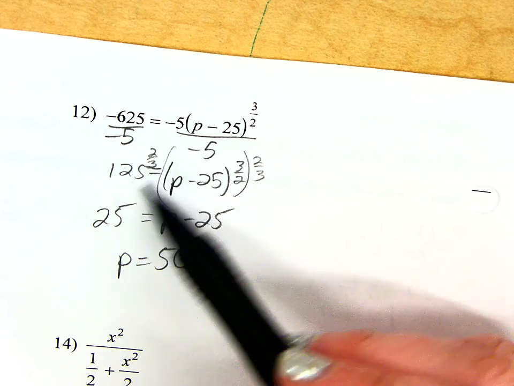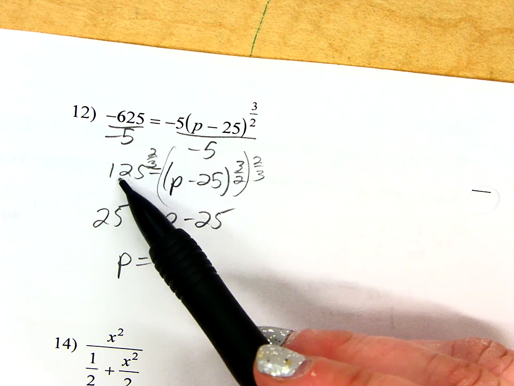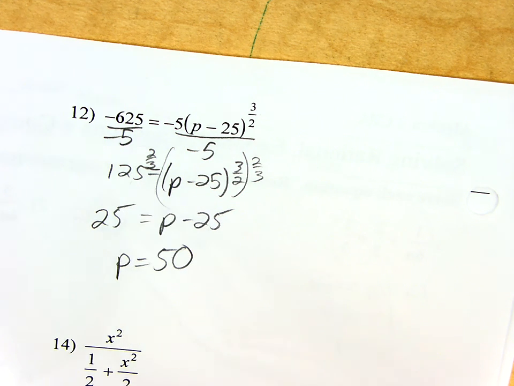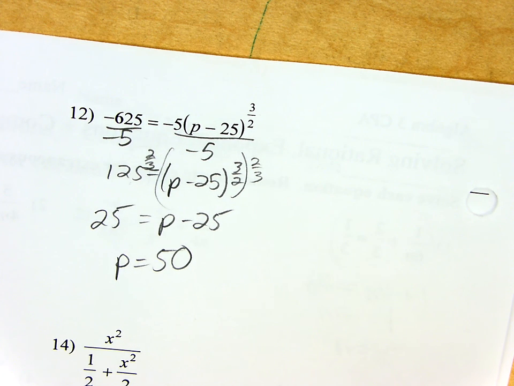Now remember what that means. That means cube root of 125 squared. Here, I don't have to worry about positive and negative roots, because the cube root of positive 125 can only be positive 5. It can't be -5, because -5 cubed would have been negative 125. So the only thing I could have gotten there was a 5, and then I square it to get 25.